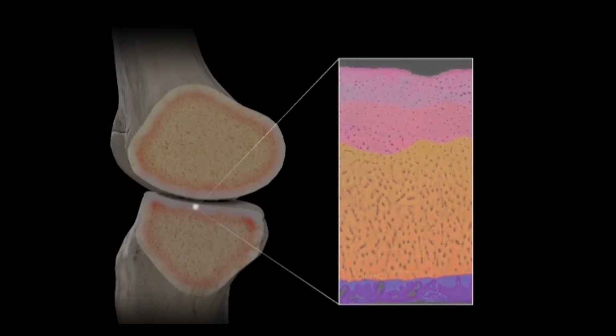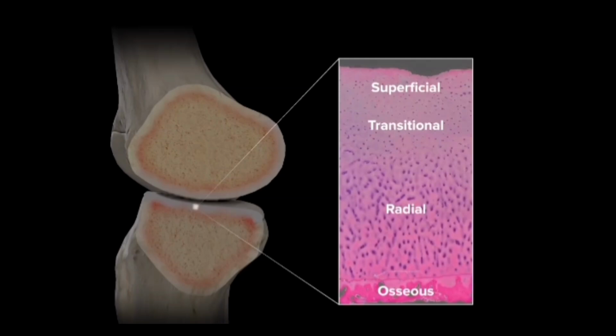Articular cartilage has 4 distinct layers. These layers, or zones, start with the articular surface called the superficial zone and move deeper through the transitional, radial, and osseous zones. These different zones each have unique characteristics that contribute to overall cartilage function. The superficial zone has several characteristics. It is the level with the highest content of collagen and the lowest content of proteoglycan.